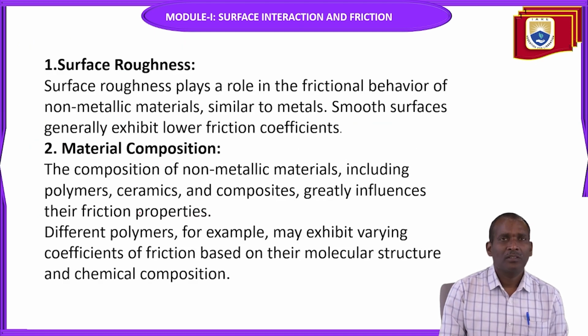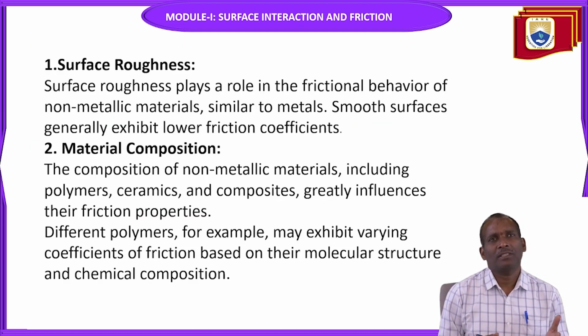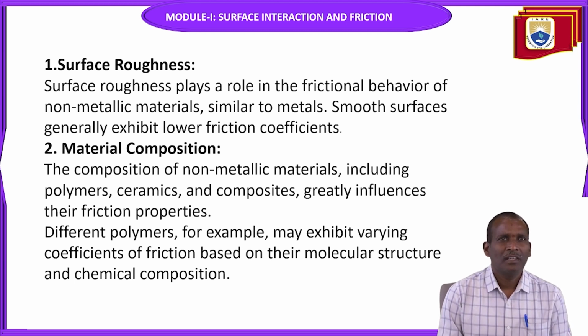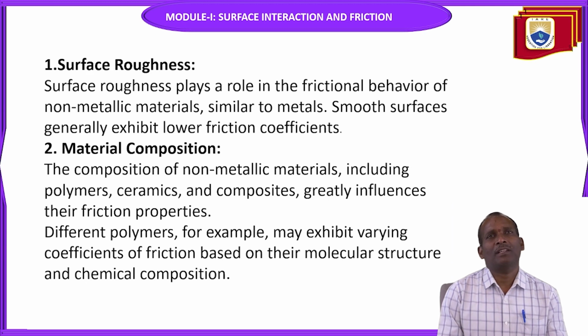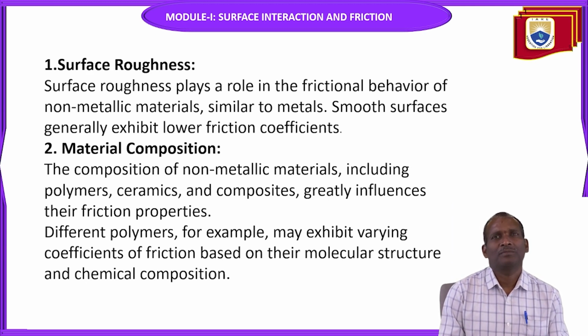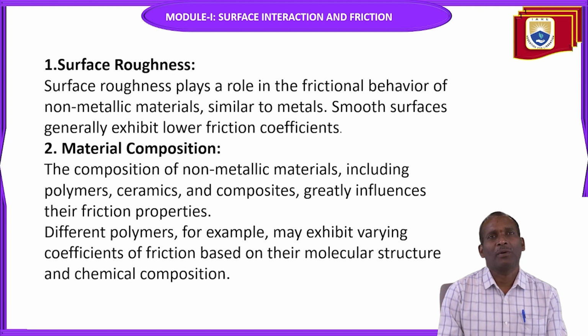We will see. One is surface roughness. This factor is present in metallic materials, and the same factor influences non-metallic materials also. So surface roughness plays an important role in the frictional behavior of non-metallic materials, and metallic materials too. Similar to metals, smooth surfaces generally exhibit lower friction coefficients when compared to rougher surfaces.